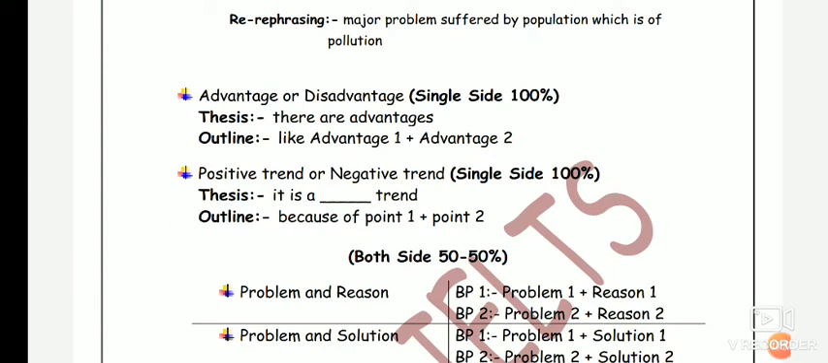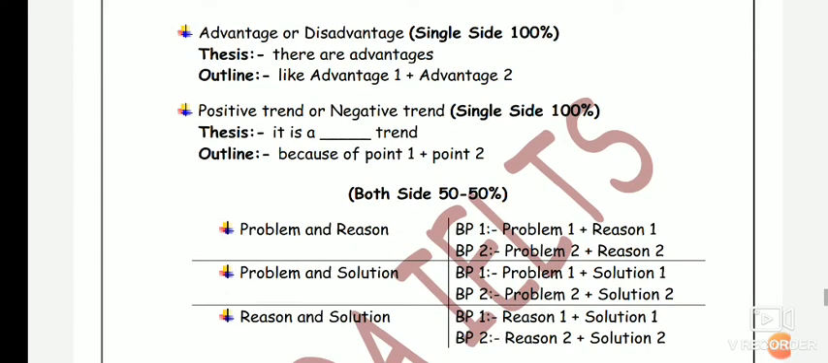Now coming to the positive and negative point, which is the third category. Again, you can imagine that you have to write only on the one side, and the thesis line would be the same. It is a dash line which is positive or negative according to you because of point 1 and point 2. Okay, now coming to our second category, which is both sides, which is 50-50%.